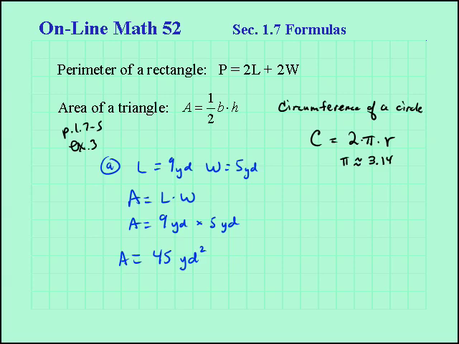Okay? Yards squared, 45 yards squared. Now, as far as part B, we'll use this circumference. We're told that the... I'm sorry, a little bit to the side for a moment. 2 times the radius, that's what it says right here, 2 times the radius, that's a diameter. So I wasn't paying careful enough attention.